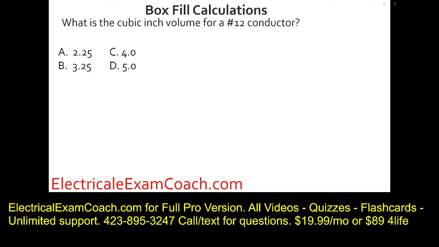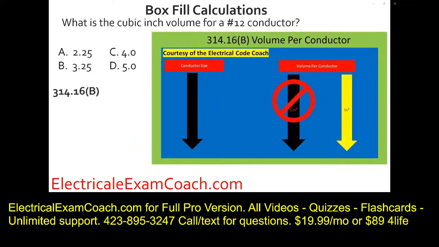What is the cubic inch volume for a number 12 conductor? Head back to 314.16b, start on the left-hand side and find our size conductor, then cross over to the cubic inch volume, and it's stating that for every number 12 that's in that box, according to the count, which we're getting ready to learn, takes up 2.25 cubic inches of that box.